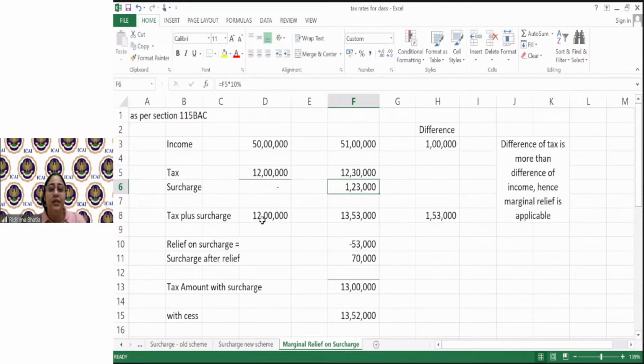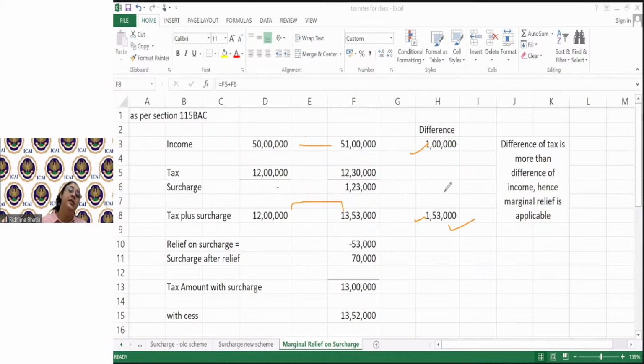Now up till the stage here, if I compare, यहाँ पे tax plus surcharge कितना है? 12 lakhs is no surcharge. यहाँ पे tax plus surcharge कितना हो रहा है guys? 13 lakh 53,000. Now, surprisingly, income got increased by how much amount? 1 lakh. Income got increased by just 1 lakh. But tax got increased by 1 lakh 53,000. 12 lakh से सीधा 13 lakh 53,000. So tax got increased by 1 lakh 53,000.